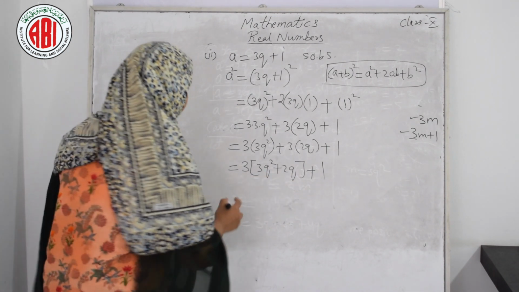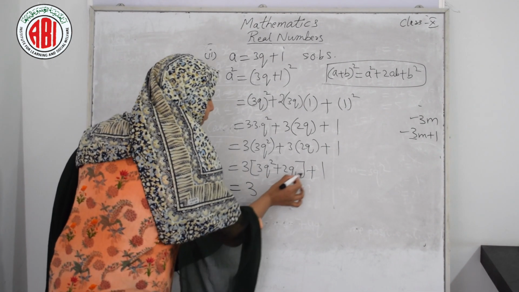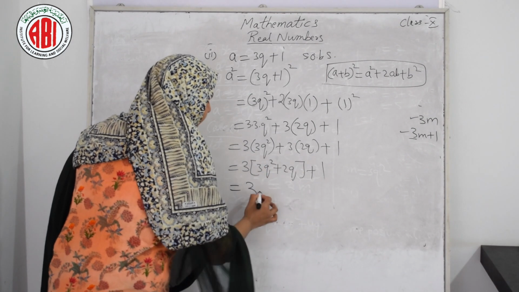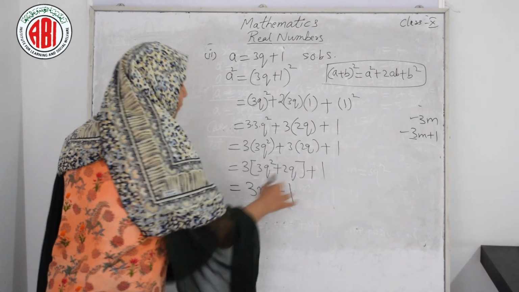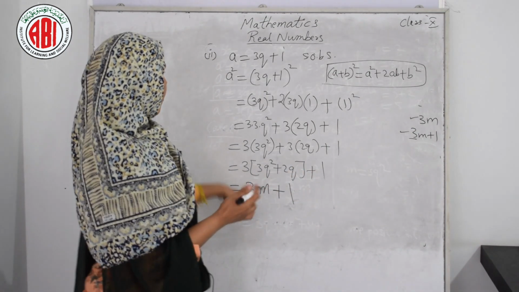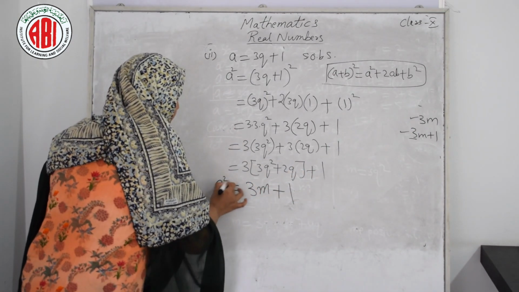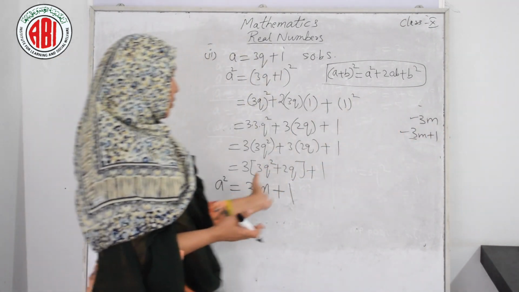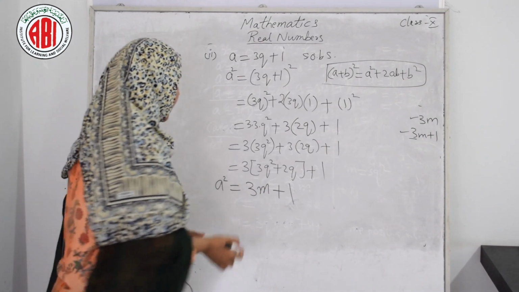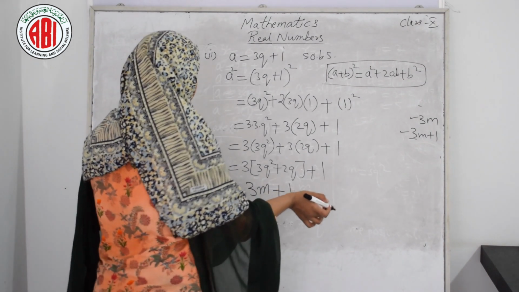This we can write as m. 3 into m, completely this bracket we are writing as m. 3 into m plus 1 as it is. So now we got the square of a. Square of any positive integer comes in the form of 3m plus 1. So we got the answer: a square is equal to 3m plus 1.